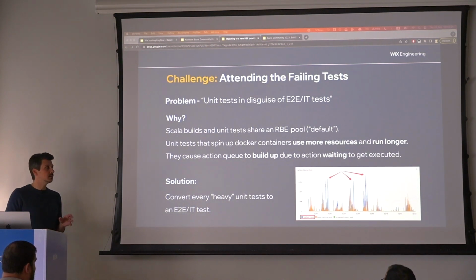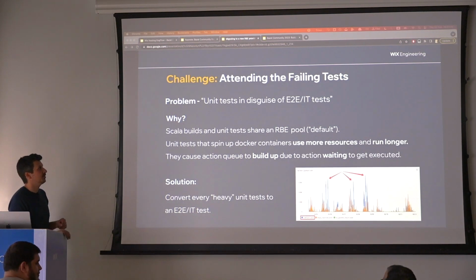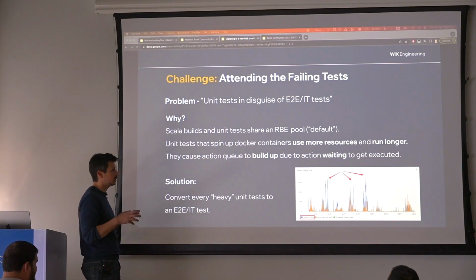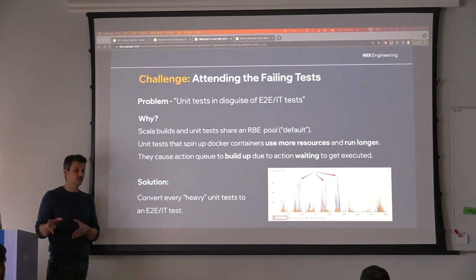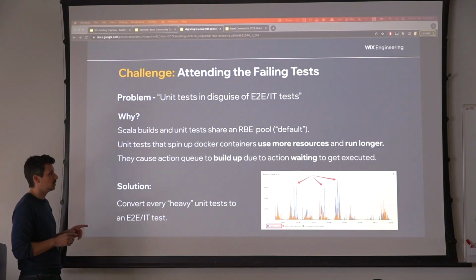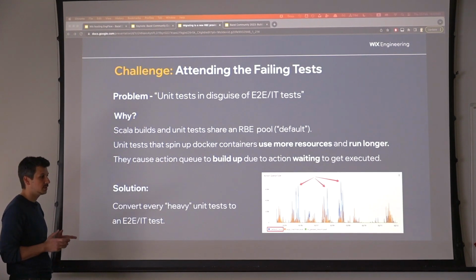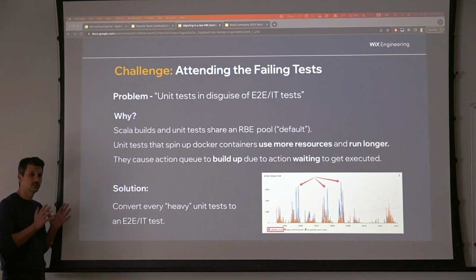One of the challenges is our unit tests in disguise. So we had a few unit tests, we still have those, that are actually end-to-end or integration tests in disguise. Why? Because I'll give a short introduction about the different pools that we have at Wix. We have two kinds of pools, one for unit tests and one for large tests, which are the end-to-end ITs. Now, the default pool also runs the Scala compilations. So having a unit test which isn't as lightweight as it should be, and it's using a Dockerized environment, hogs the resources of the machine.